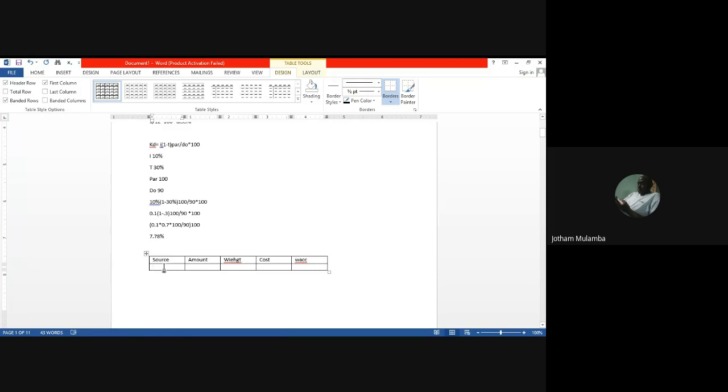So the first source, we had equity. Equity is also called ordinary share capital. Then we had preference share capital. Preference share capital is also called quasi. Then we had debenture. So we fill in the amount, then we have total.